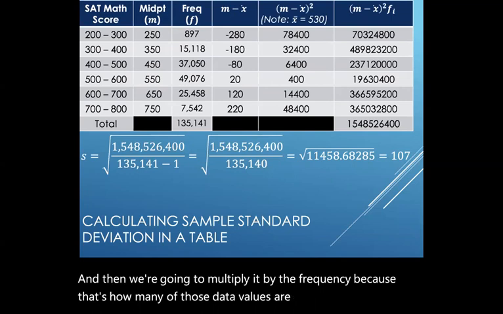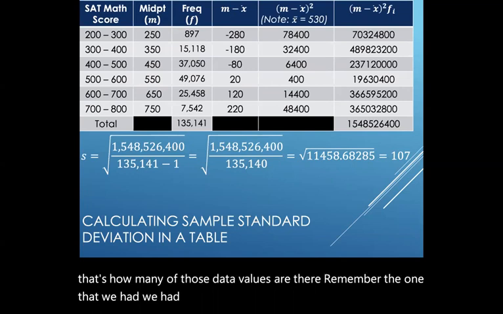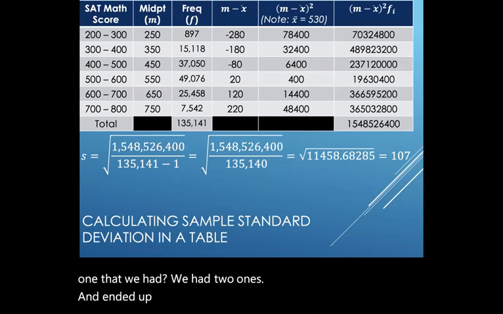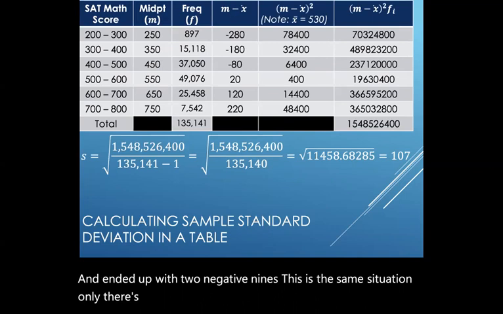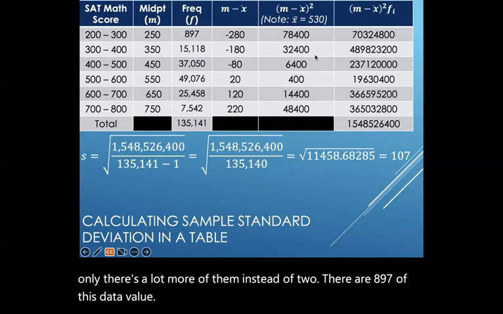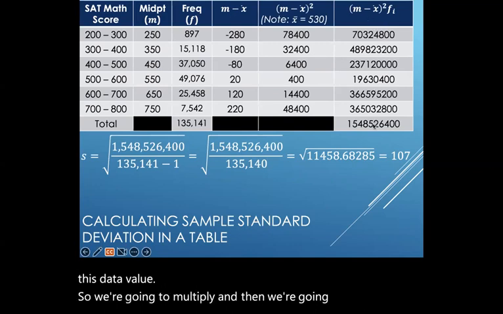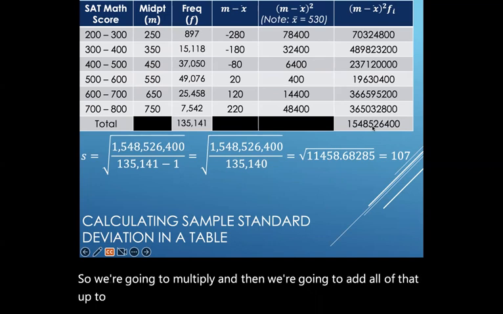Remember the one that we had two ones and ended up with two negative nines. This is the same situation, only there's a lot more of them. Instead of 2, there are 897 of this data value. So we're going to multiply, and then we're going to add all of that up to get the numerator, substitute that in.